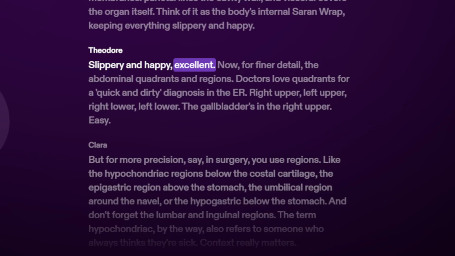Slippery and happy, excellent. Now, for finer detail, the abdominal quadrants and regions. Doctors love quadrants for a quick and dirty diagnosis in the ER. Right upper, right lower, left lower. The gallbladder's in the right upper.